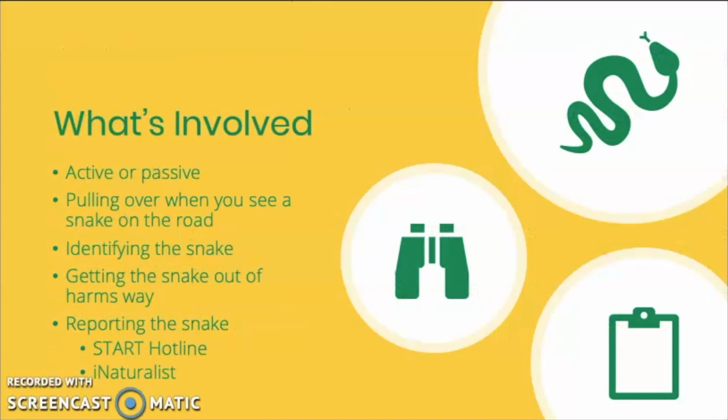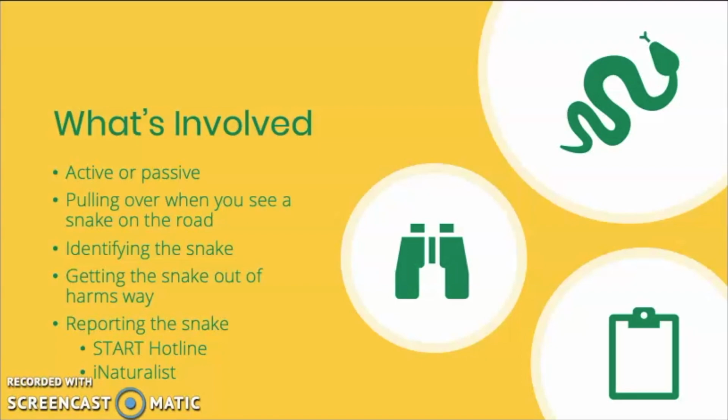Alright, so what's involved in road surveying for snakes? This protocol is designed to be either active or passive, meaning if you happen to come across a snake while you're out driving to the grocery store or driving to the lake or just out and about doing your daily activities, you can pull over and record that snake. Or if you wanted to take a more active approach, you can physically set aside some time when you're going to go out looking for snakes. This protocol can be used in either way.